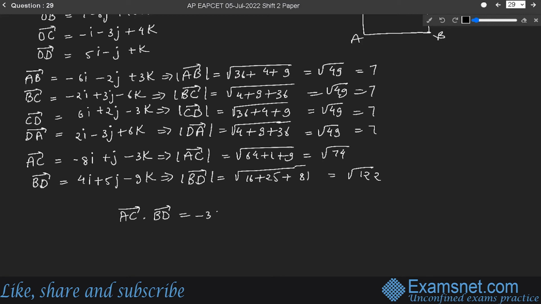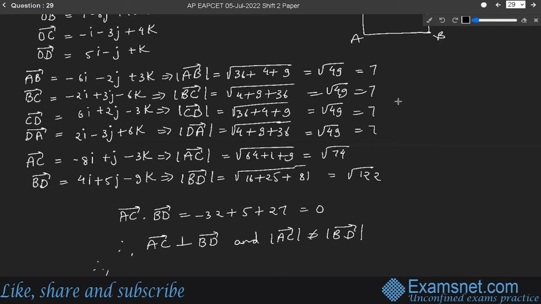It will be minus 32 plus 5 plus 27, which is equal to 0. Therefore, we can say that AC vector is perpendicular to BD vector, and modulus of AC vector is not equal to modulus of BD vector, because AC vector modulus is root 74 and modulus of BD vector is root 122.